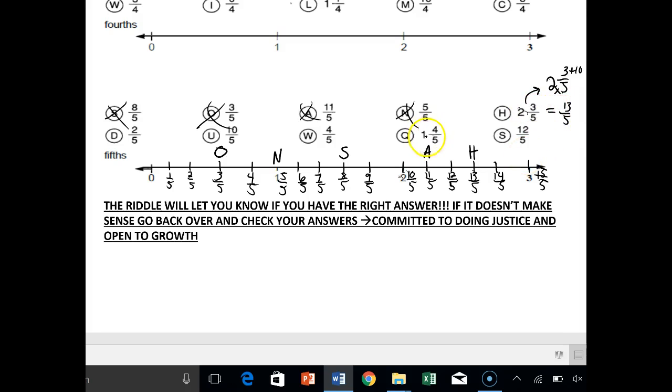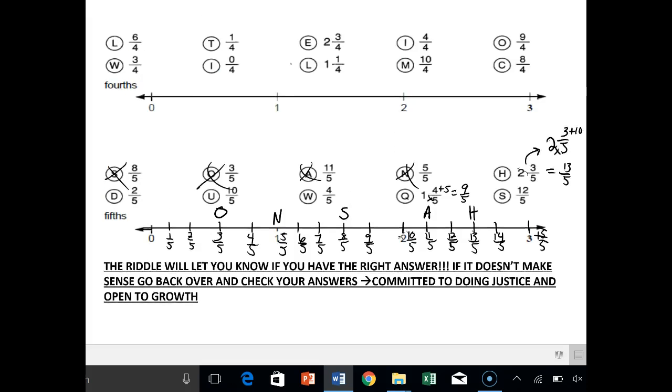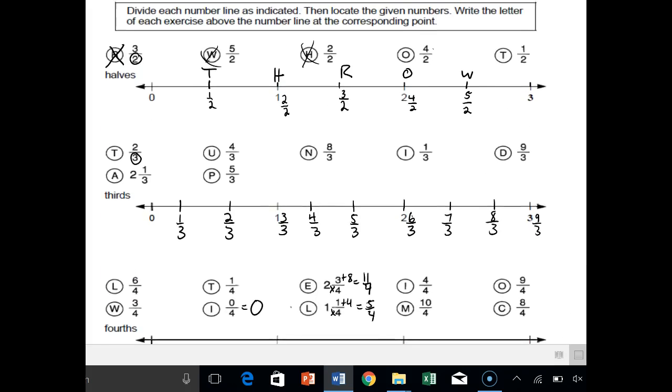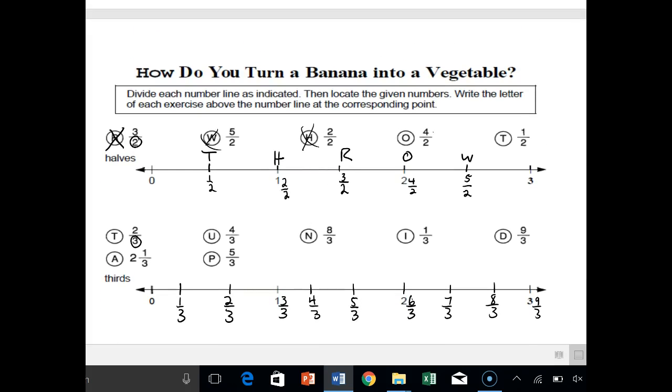You might want to change 1 and 4/5 right off the bat here also to an improper fraction. That's 9/5, right? So in fact, wherever you see a mixed number, it might be helpful to go ahead and change it to an improper fraction to help you do that, right? 1 and 1/4, obviously 1 times 4 plus 1 gives you 5 over 4. 0 over 4 is just going to be 0, right? So just FYI. All right, that's all I'm going to do for you. You're responsible for the rest. Call me if you have questions.